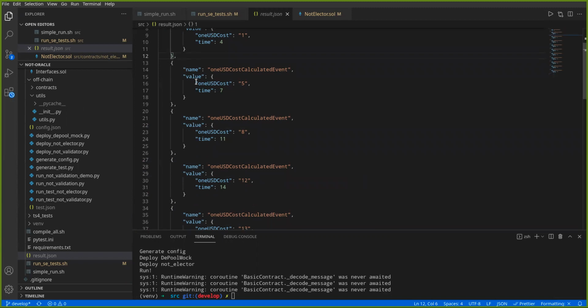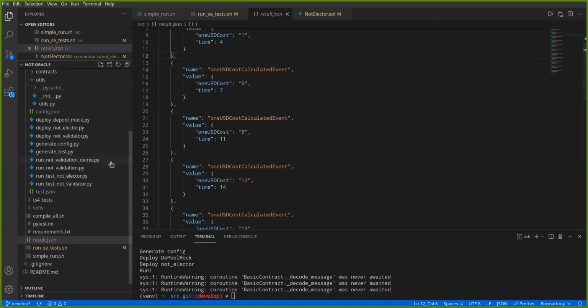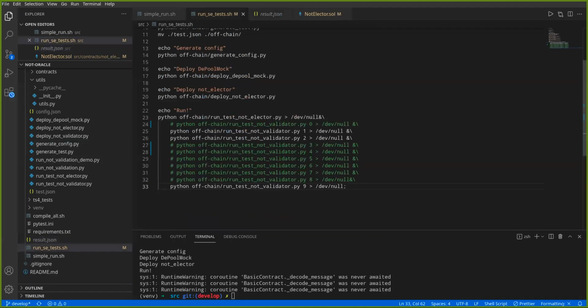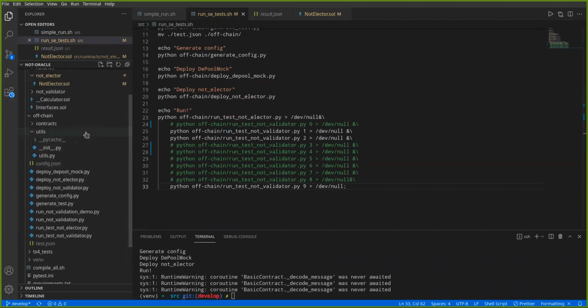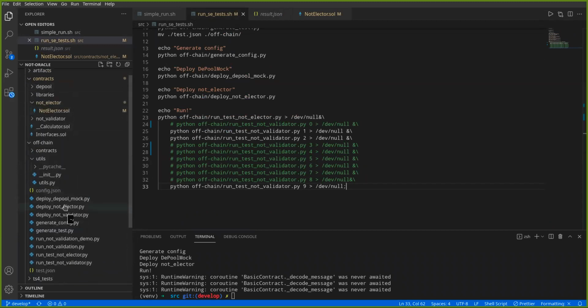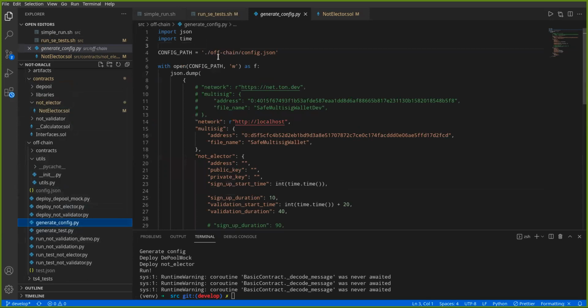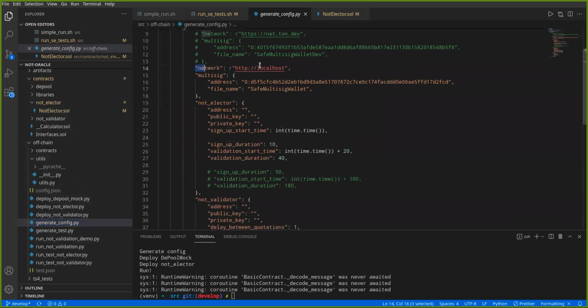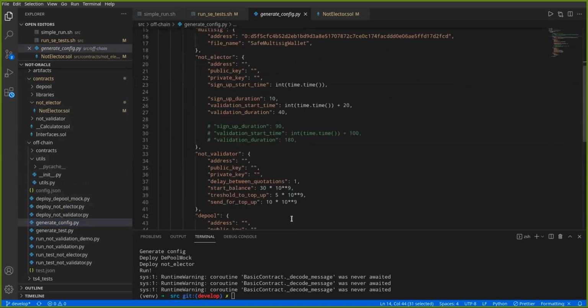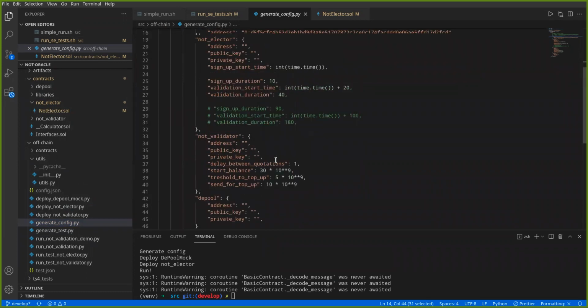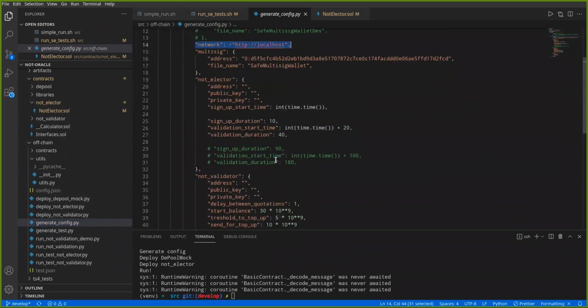It's really simple. You just install necessary Python libraries and tune config, generate config, network durations, credentials, and it goes on. Okay.